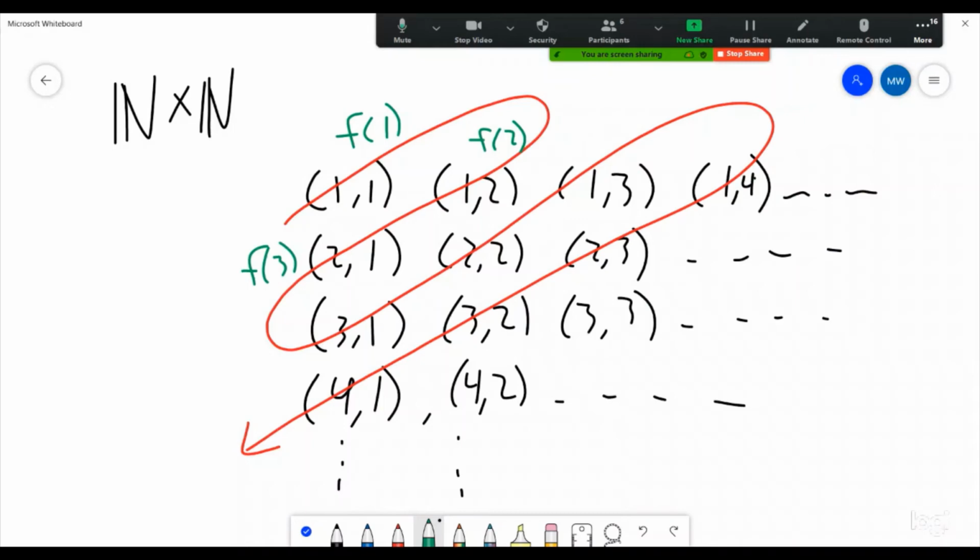And this is the same way that you can show that the rational numbers are countable, where you just skip anything that's a duplicate. So in place of these ordered pairs, you'd have like 1 over 1, 2 over 1, 3 over 1, 1 over 2, 2 over 2, 3 over 2, and so on. And then you just skip any element that was a duplicate.